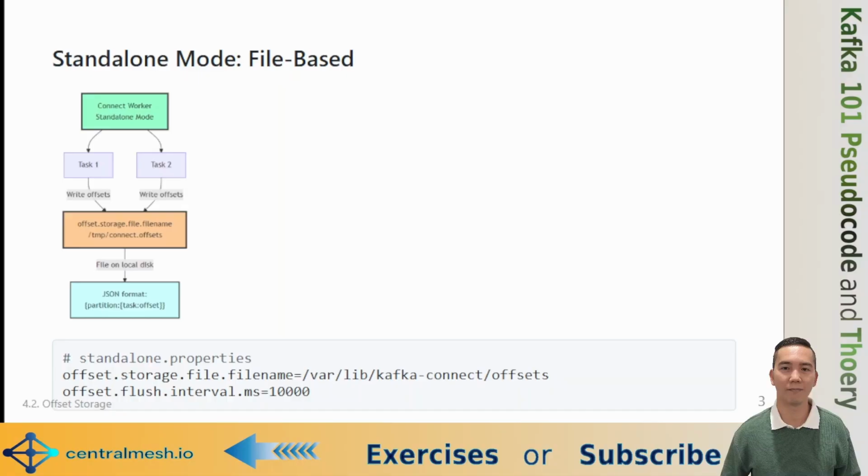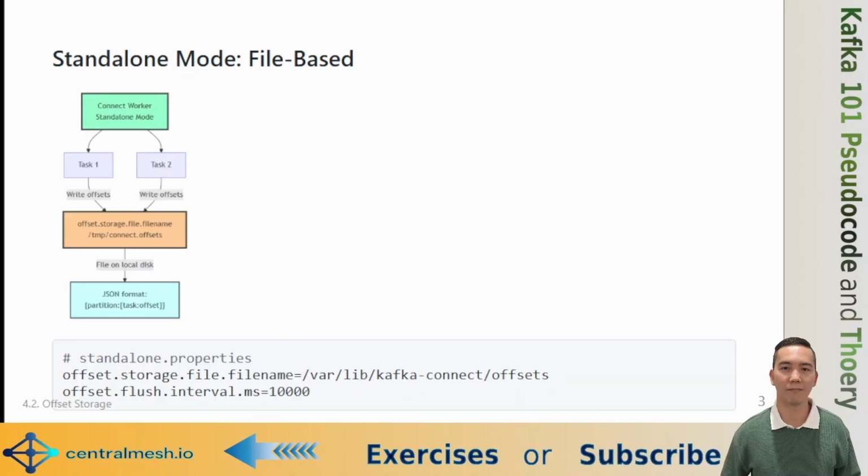Each connector task has its own entry that records its current position. This design is very straightforward. Everything stays on one machine, making it easy to understand and debug during development. Let's look at the configuration shown on the slide. The first property, offset.storage.file.filename, specifies where Kafka Connect should store its offset file. In this example, the offset will be written to the path shown on the slide. You should make sure this directory exists and that the Connect worker has permission to write to it.